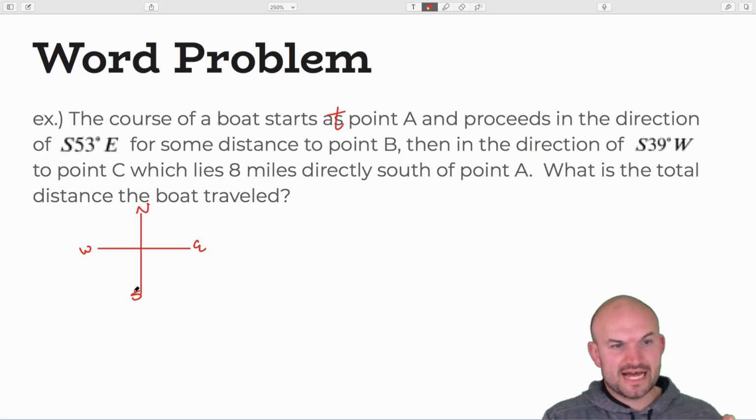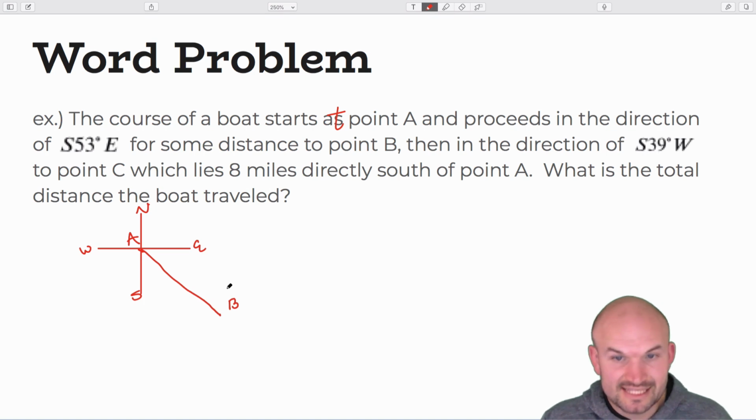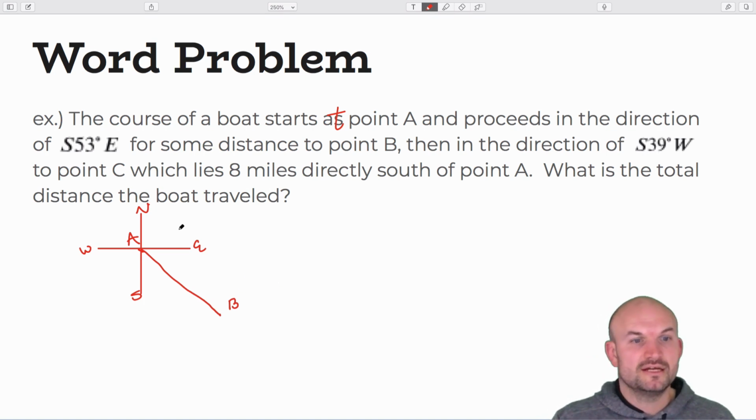All right, so it's going to go south 53 degrees east for some distance to point B. So again, it starts at A. And then let's just go, I don't know, to here. And then let's call this B. Then it says it changes direction to south 39 degrees west to point C, which lies directly south of point A. Okay, so we're going to do another compass heading.